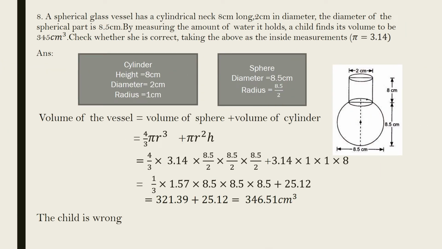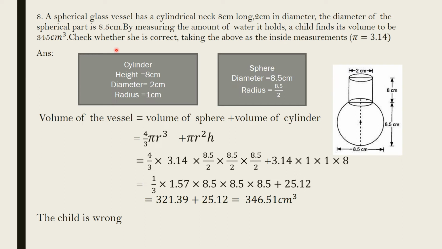Question number 8. A spherical glass vessel has a cylindrical neck 8 cm long, 2 cm in diameter, and the diameter of the spherical part is 8.5 cm. By measuring the amount of water it holds, a child finds its volume to be 345 cm cube. Check whether she is correct, taking the above as the inside measurements. We are asked to take the value of pi as 3.14.